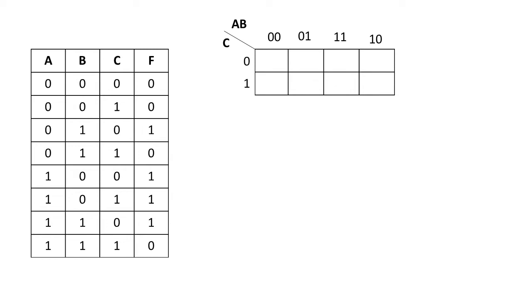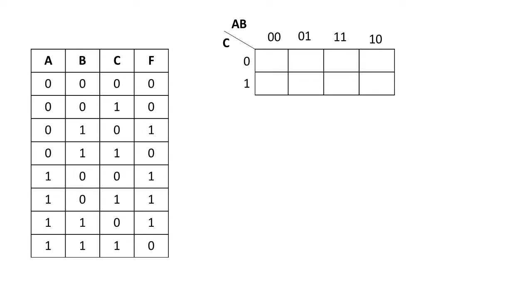We are going to draw a horizontal-looking table where the combination is described as AB at the top row, and C is at the vertical side. C is numbered vertically: the first row is 0 and the second row is 1. For AB you can see 00, then 01, then 11 and 10. So these are the combinations.